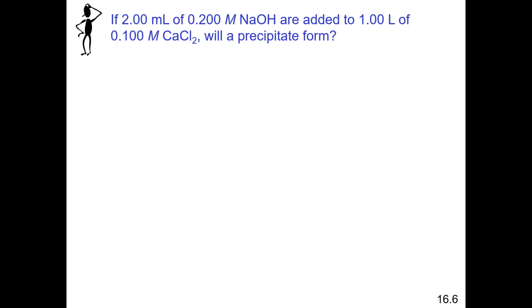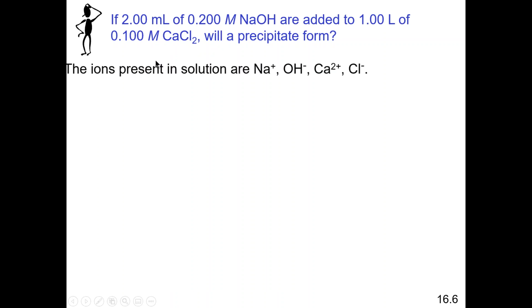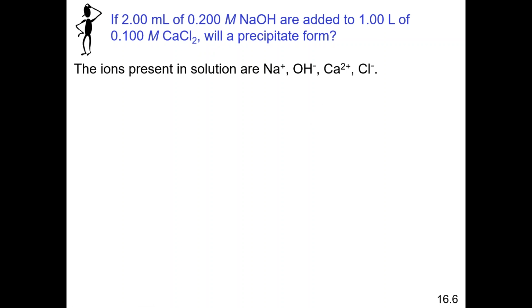So in this case, we're adding sodium hydroxide to calcium chloride, right? So in this solution, there are 4 ions present: sodium, hydroxide, calcium, and chloride. So the question is, which two of these will come together to form a precipitate? Now, the solubility rules would tell you that calcium could potentially come together with hydroxide to form calcium hydroxide.